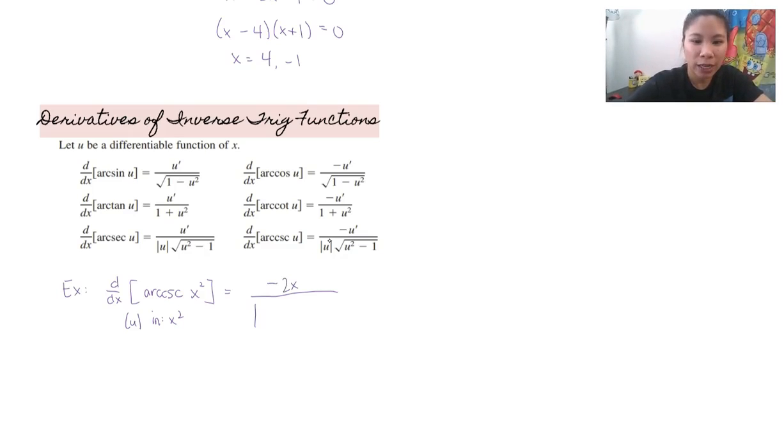On the bottom, we have absolute value of u. So u is our inside stuff, which is just the x squared, times the square root of u squared minus 1. So u for us was x squared, and we're going to square that and then minus 1. Simplifying this out, I have the negative 2x on top, and then I have absolute value of x squared.